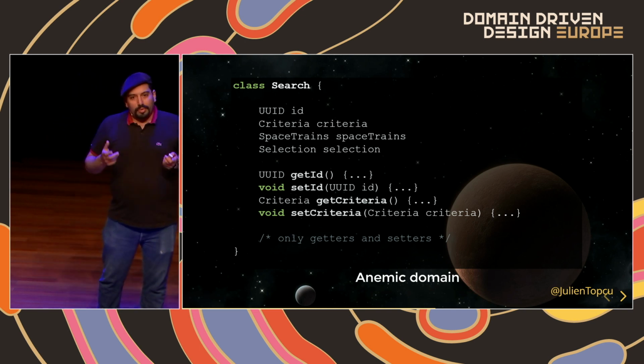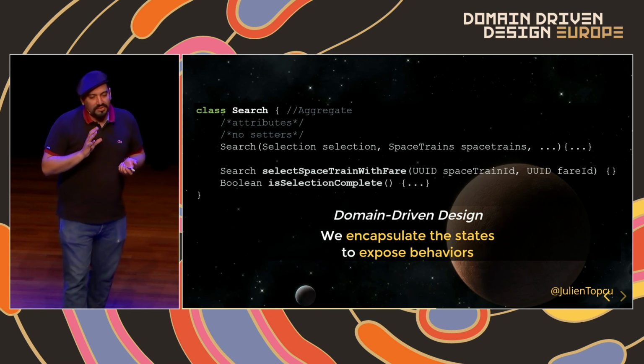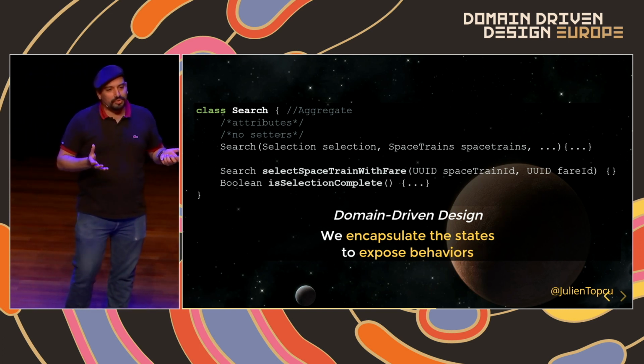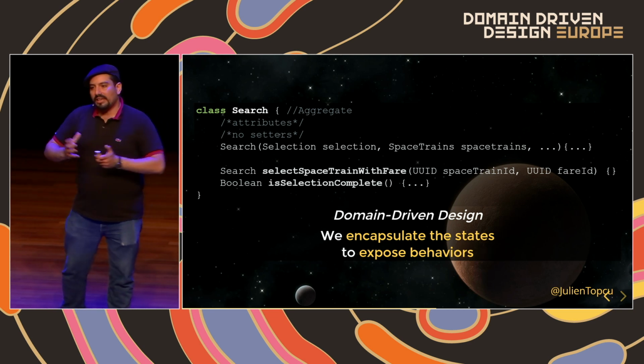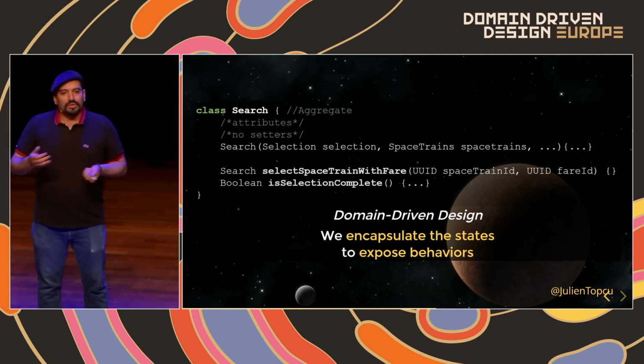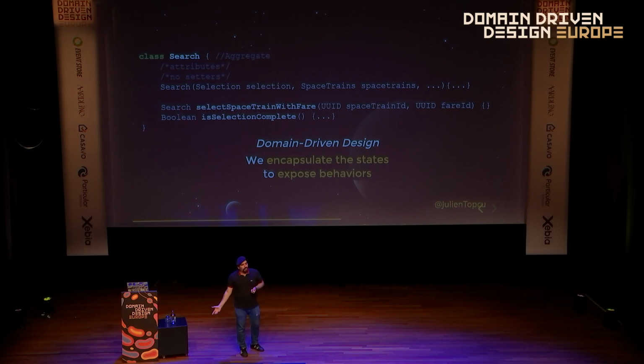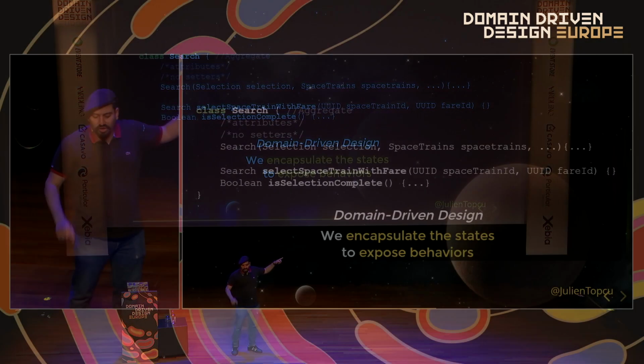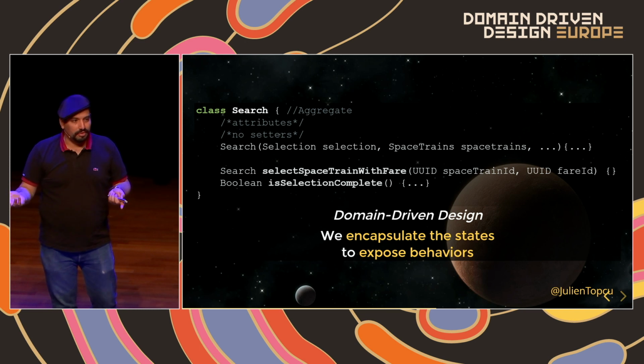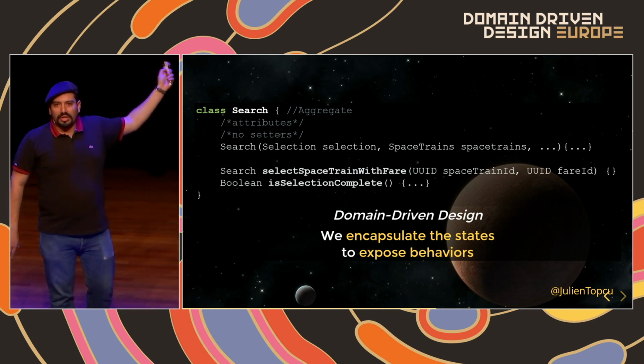In the object-oriented paradigm, we use encapsulation. And this is something we really like in domain-driven design as well, because we want to encapsulate the state and expose behaviors through functions. And those functions will make sure that every change which is made on the search will be made in a consistent way. So if I want to change the destination, I will have a function named change destination, and that function will reset all the trains to make sure that the search remains in a consistent state. Okay. So for example, here I have an aggregate with the search, and I have a select train with fare function. So do some people code like that?